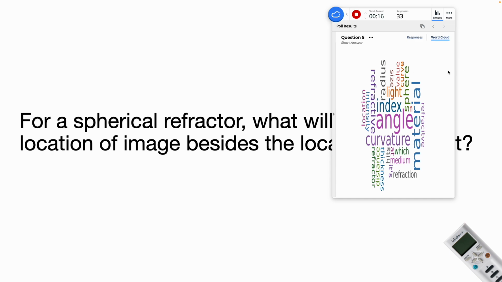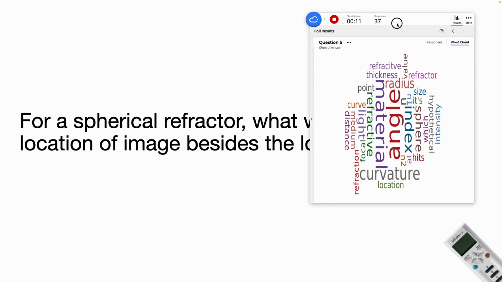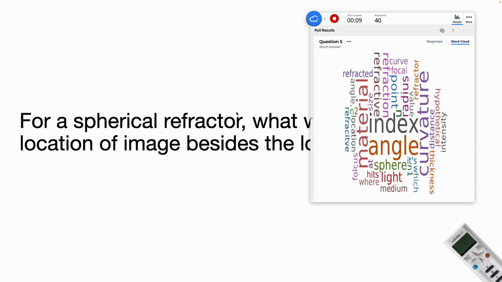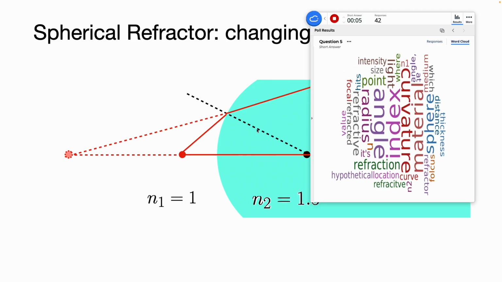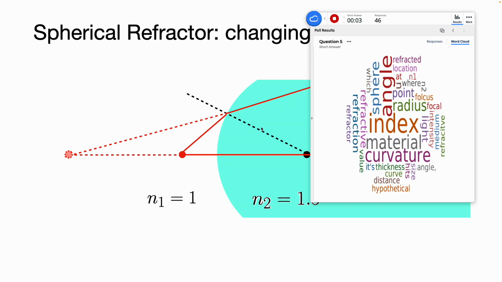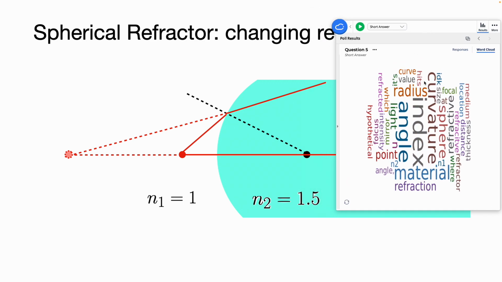Angle? You need two straight lines to form an angle. The refractor doesn't. The refractor is the blue thing. It's the glass part. It's a sphere. It doesn't have an angle. Index, good. The refractive index.